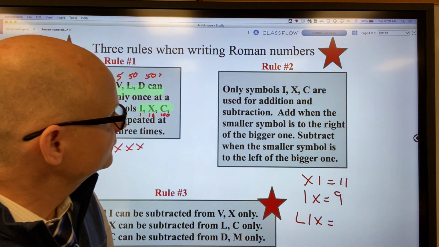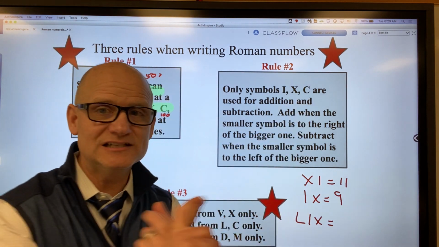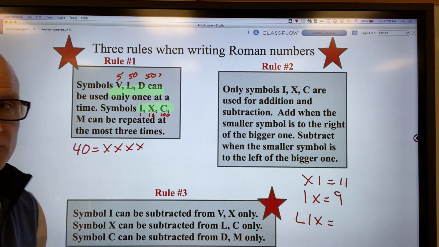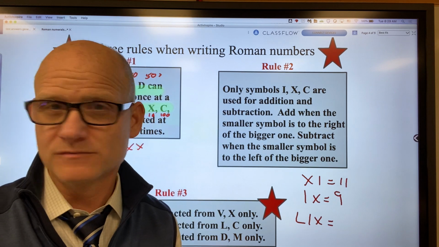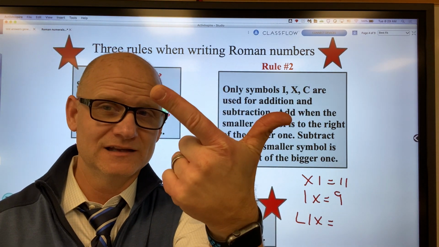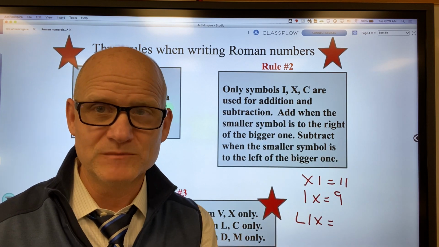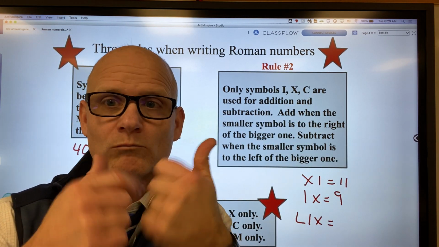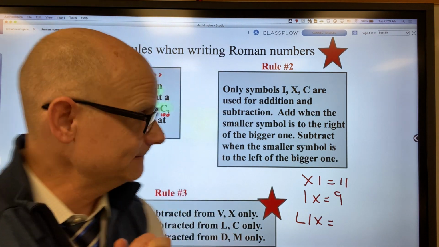So the Romans, they only used I, X, and C for addition and or subtraction. They didn't use any of the 5s for addition or subtraction, okay? None of the 5s. They only used I, which is 1, X, which is 10, and C, which is 100, okay? I know this is a lot of information being thrown at you. Don't worry, we are gonna get this, okay?